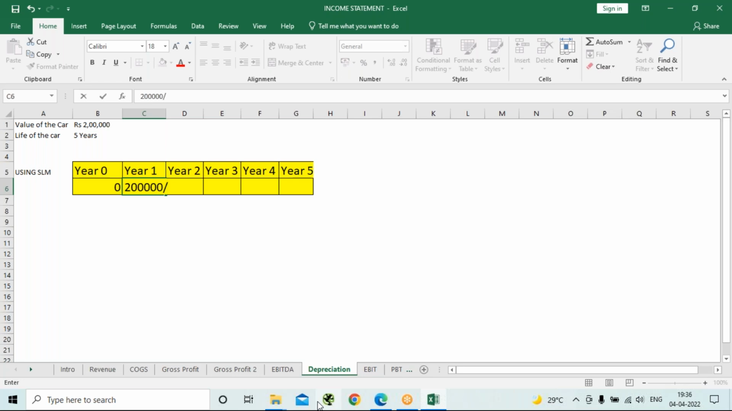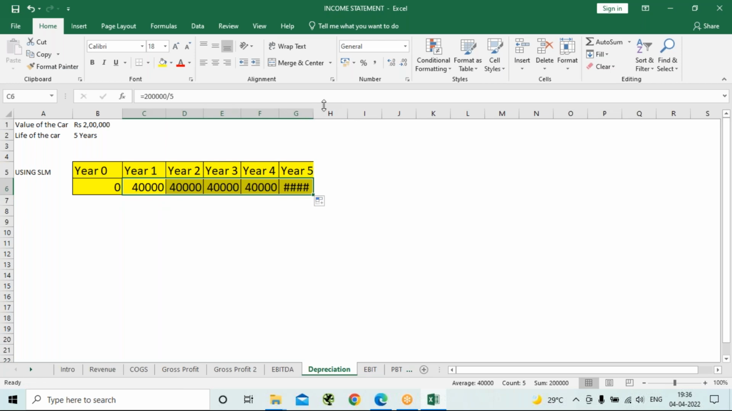divided by the number of years of life of that asset, which we assume to be 5 years. The calculated value equals 40,000. So you are going to calculate every year that the depreciation value will be 40,000.